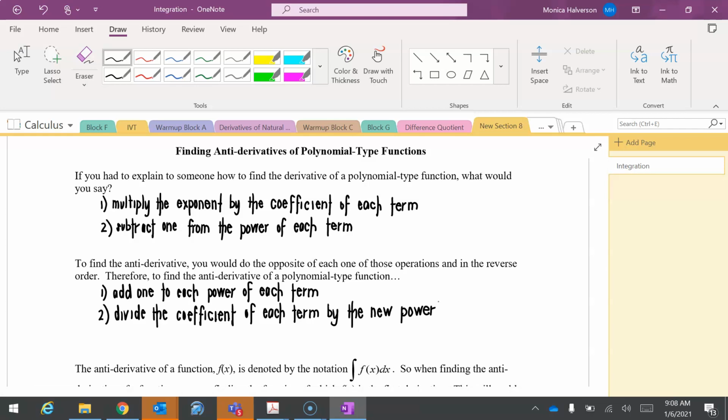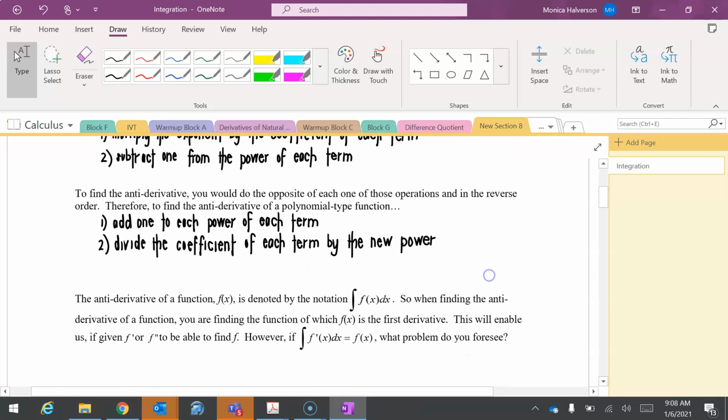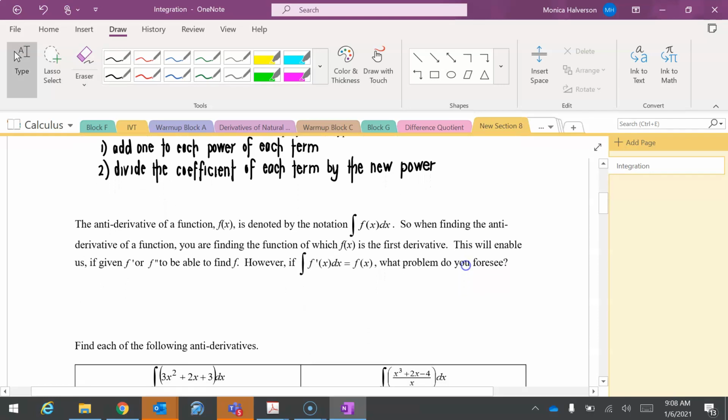All right. Now, the symbol used to denote the antiderivative is this integral symbol. That tells us that you're finding the antiderivative of the first derivative. So we're finding the antiderivative of a function, which means that you're finding f of x. You're finding the original function.